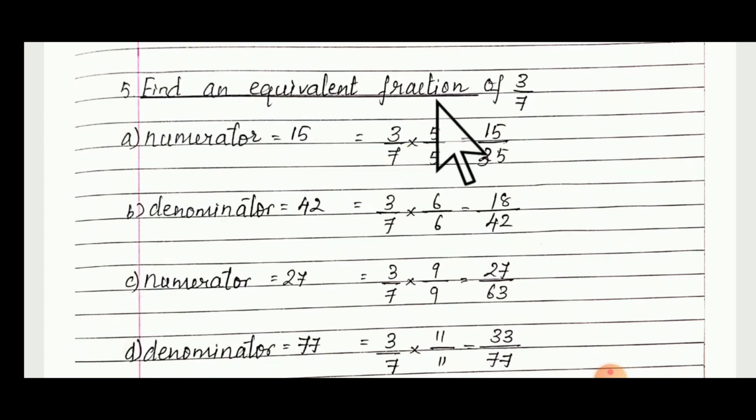Find an equivalent fraction of 3 by 7. See, numerator they have given in question A is 15. So place the fraction 3 by 7 into dash is equals to, place the numerator. They have given the final answer 15 as numerator. What will be the denominator? The question is 7. 7, how many is 35? 7 5s are 35. If 5 is denominator, the numerator also will be 5. So it becomes 15.